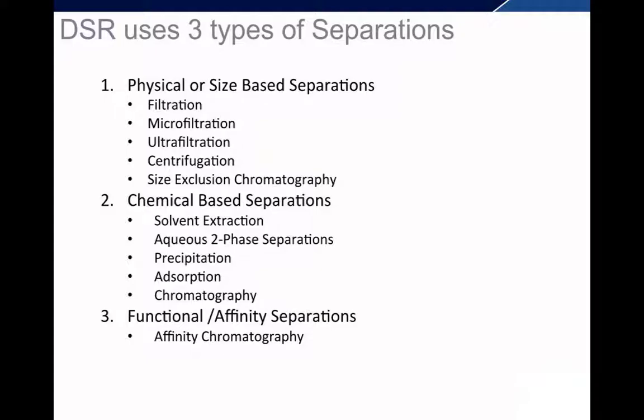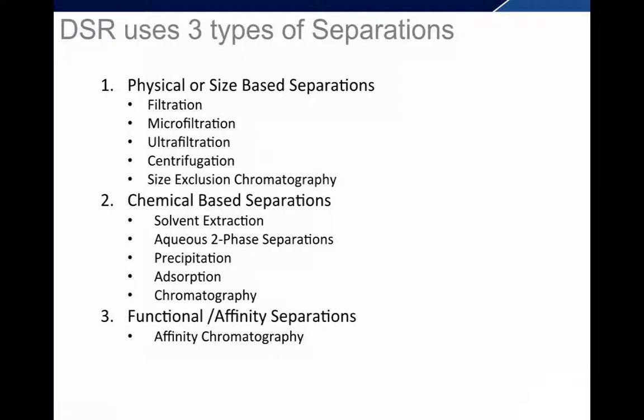Through all these different steps, downstream recovery uses primarily three types of separations. There are physical or size-based separations, and these include your filtration. Filtration, microfiltration, and ultrafiltration are all pretty much the same thing, the difference being the size that you're filtering. Then centrifugation, which also separates things based off size, and size exclusion chromatography, which is chromatography that separates based off size.